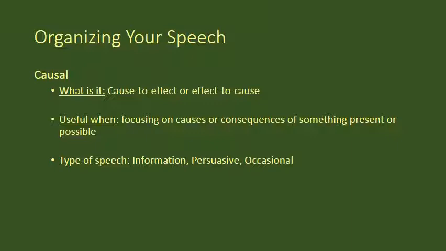The next one is causal, and this is when you are trying to explain a cause and effect relationship or an effect to a cause relationship. So this focuses on when there are consequences to something that is either happening or could be happening. So when you're trying to explain maybe the effects that would happen if you do something specifically. It's great for informative speeches. It's also fantastic for persuasive speeches and also good for special occasion speeches.